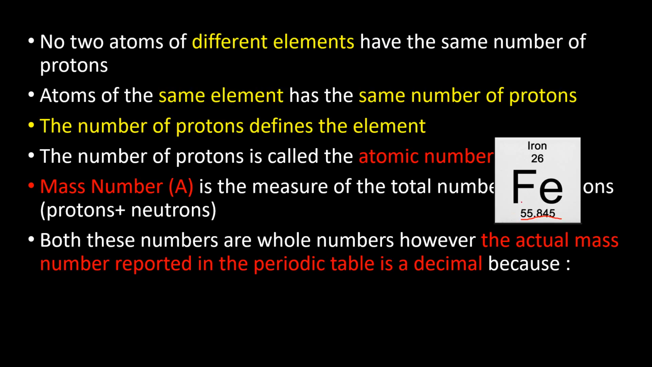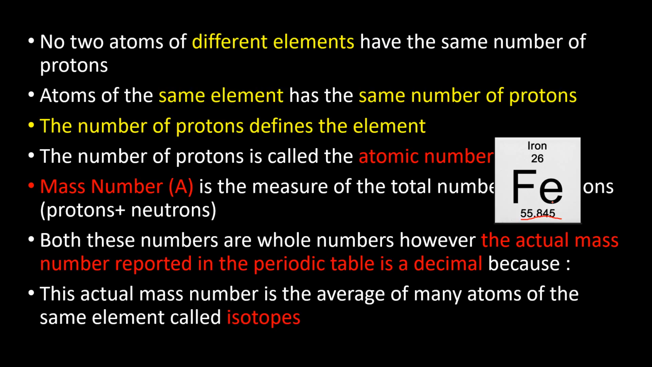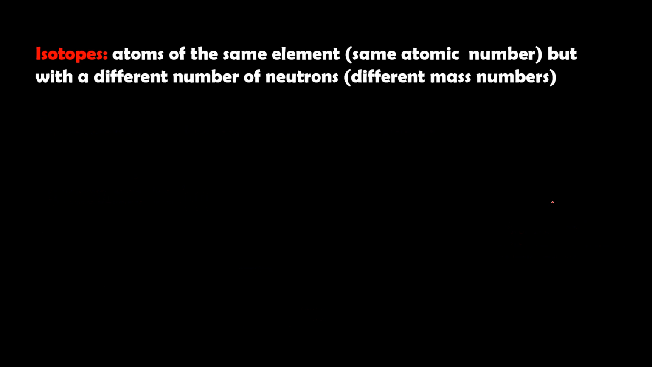This is because this mass number is found by finding the weighted average mass number of many different atoms. So different atoms with different mass numbers are used to find this actual mass number. These atoms are called isotopes. Isotopes are atoms of the same element that have the same atomic number but a different number of neutrons. That is, a different mass number.